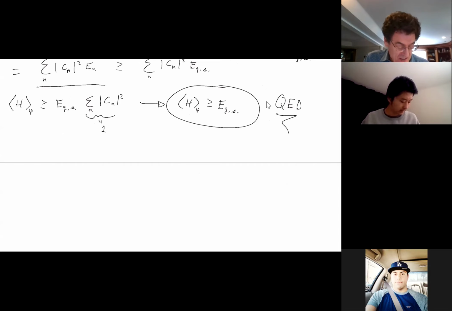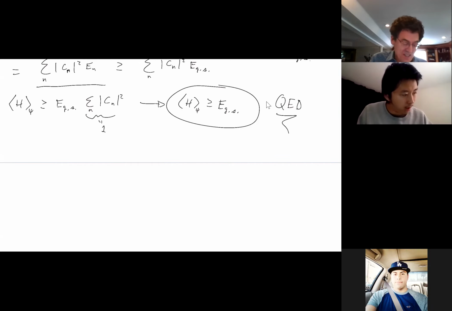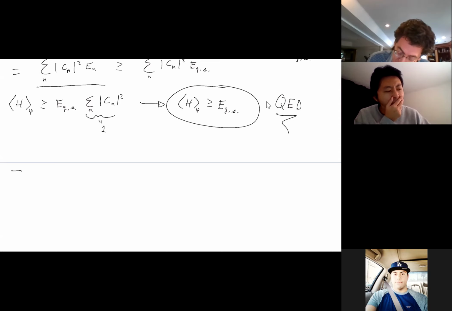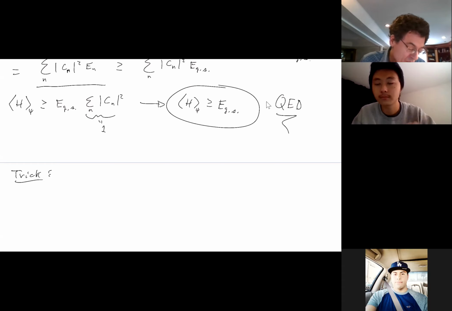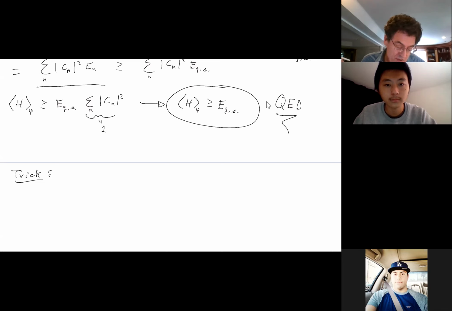So here's the thing. I'll tell you the trick. So why is this useful? The trick, so here's the trick. The idea is that if you're given, actually let's do it like this. This is why it's useful.